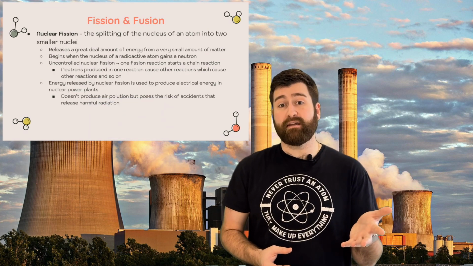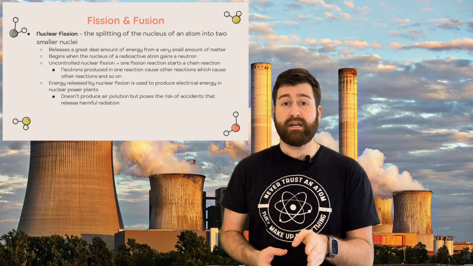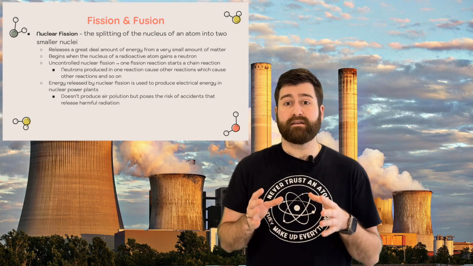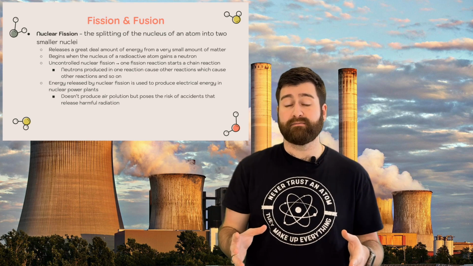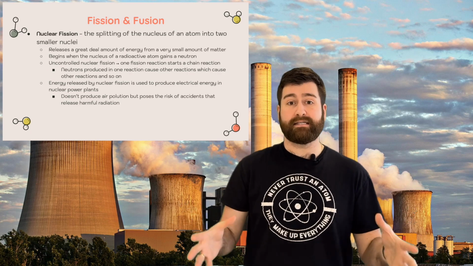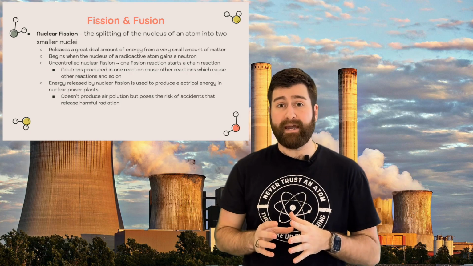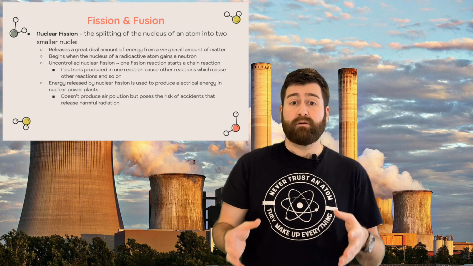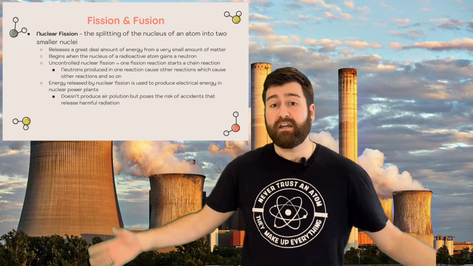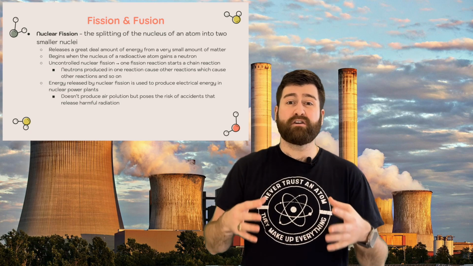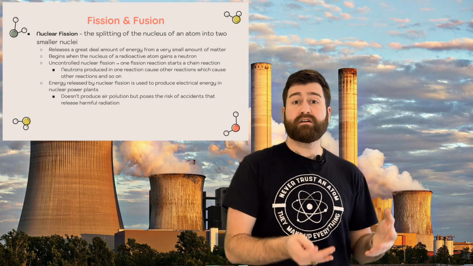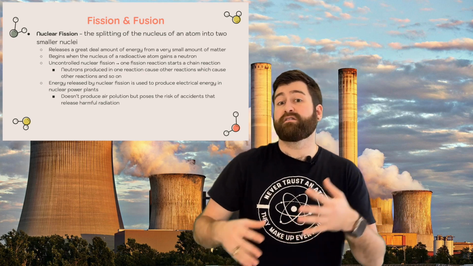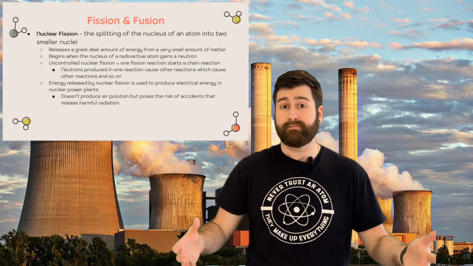Moving on from radioactive dating, though, we're going to now look at nuclear fission and nuclear fusion. Nuclear fission is the splitting of the nucleus of an atom into two smaller nuclei. This ends up releasing a great deal of energy from a very small amount of matter. It begins when the nucleus of a radioactive atom gains a neutron. And when one fission reaction starts, chain reactions end up starting, which is known as uncontrolled nuclear fission. Neutrons that are produced in one reaction cause other reactions, which cause other reactions, and so on.